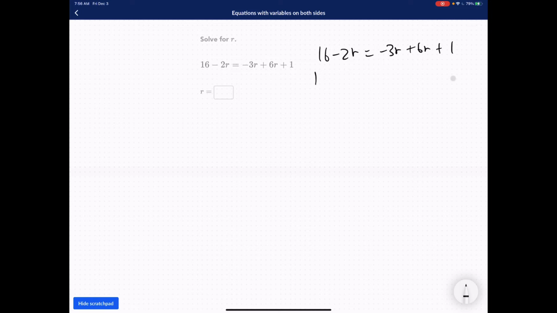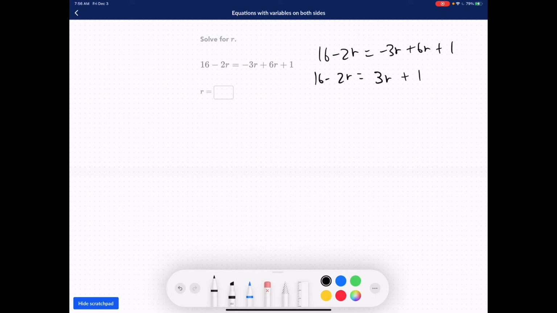So I'm going to rewrite this part here. And then let's do negative 3r plus 6r. Negative 3r plus 6r is positive 3r plus 1. So one of the things that you're going to have to do from this point on is make sure you combine like terms. In fact, what I want you guys to do in your notebooks is write right here, combine like terms. Okay, so write that down in your notebook.